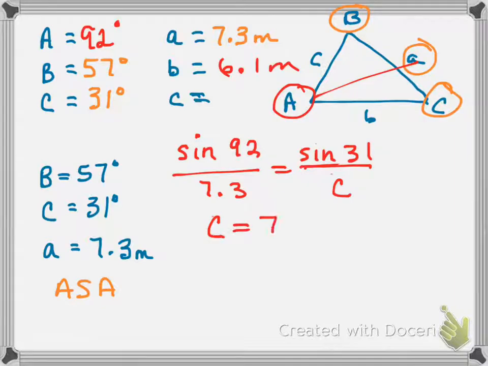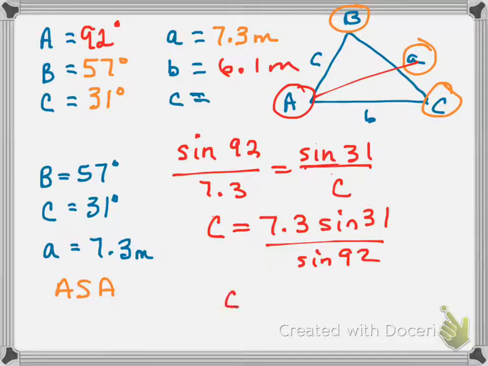C is going to be equal to 7.3 times the sine of 31 divided by the sine of 92. So type that in your calculator. All right, my calculator gave me 3.76, which rounds to 3.8. So my C value, 2 sig figs, I'm going to use 3.8. So 3.8 meters is what's missing.